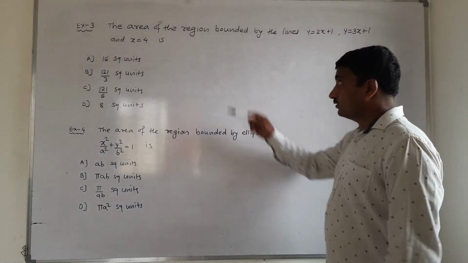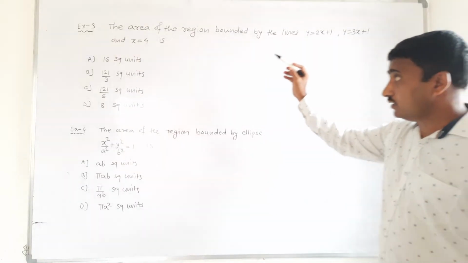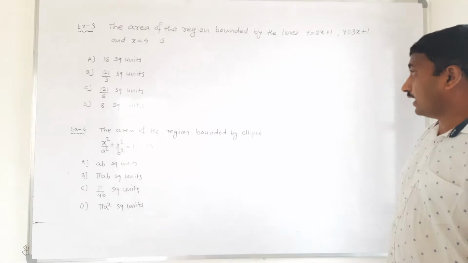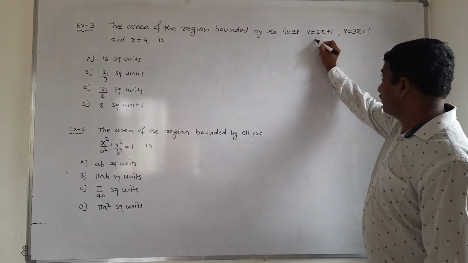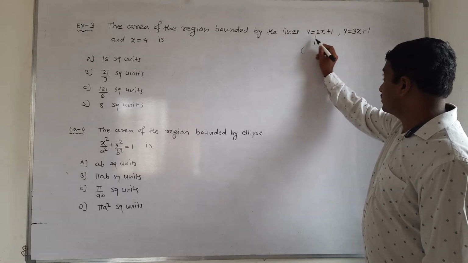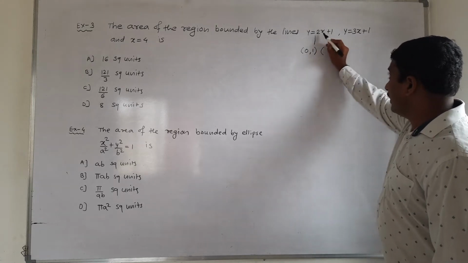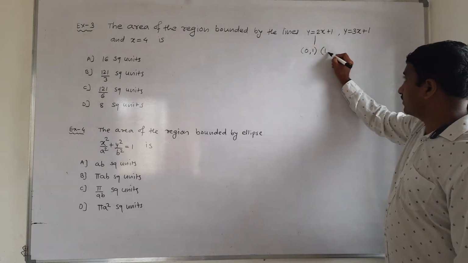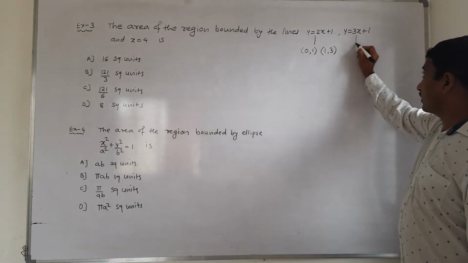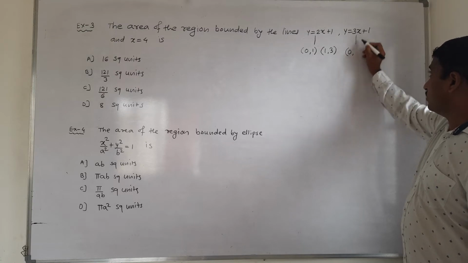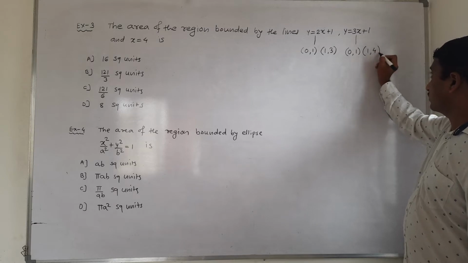Next example: the area of the region bounded by the lines y is equal to x plus 1, y is equal to 3x plus 1, and x equal to 4 is dash dash. To draw these lines, we first find points. When x equal to 0, we get y is equal to 1. When x equal to 1, put in this, we get y as 4. Therefore two points, and between these two points we draw the line.